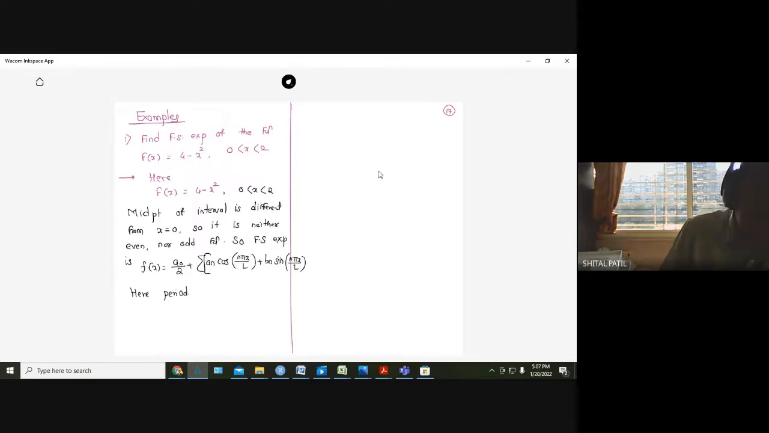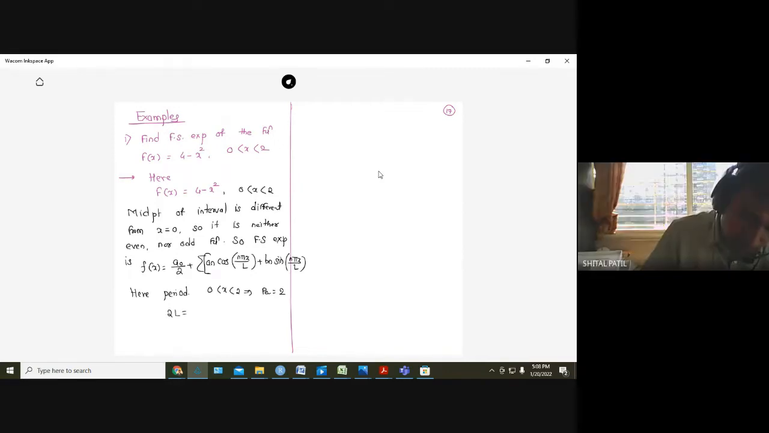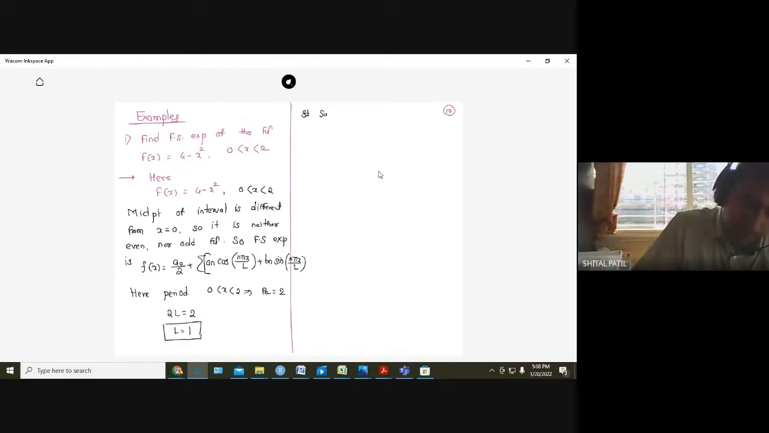What is the period here? Period equal to length of the interval. What is the length of the interval? 2. Okay, so 2L equal to 2. So what is L? 1. Getting everyone now? Now write down.